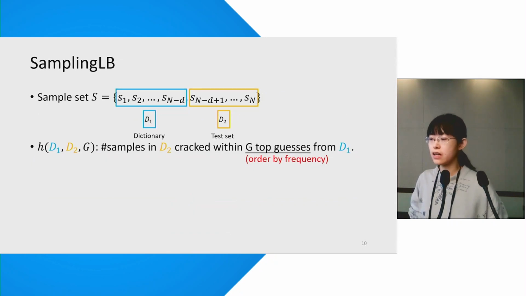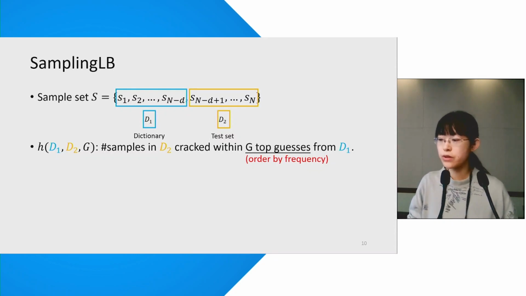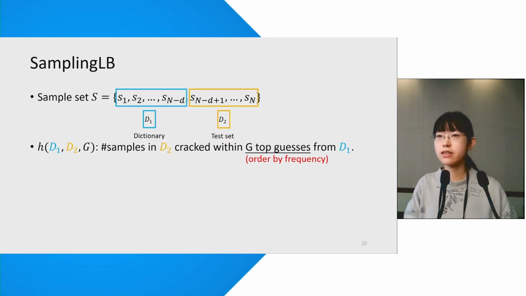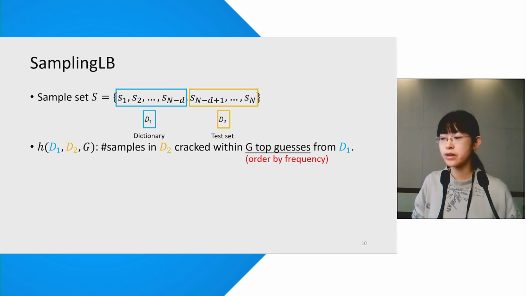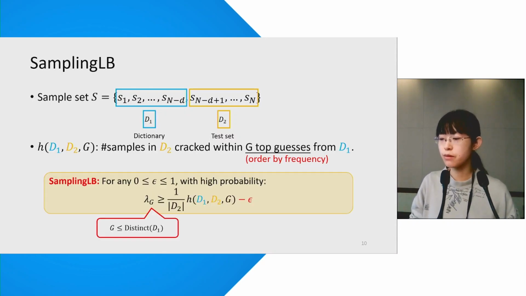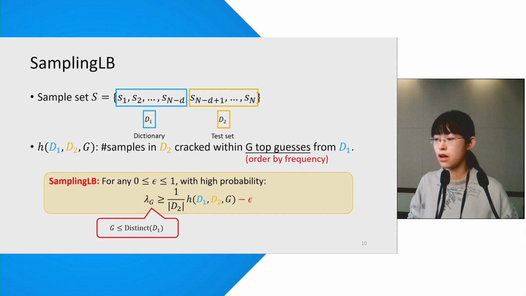The second technique is called sampling lower bound. Given a password sample set S, we randomly partition the set into 2 parts D1 and D2. Here we consider an attacker using D1 as a dictionary to crack passwords in D2. We can prove that the proportion of passwords that are cracked in D2 within g guesses, minus a small term, is a lower bound of the guessing curve with high probability. Notice that the lower bound will plateau after we try all guesses in D1.